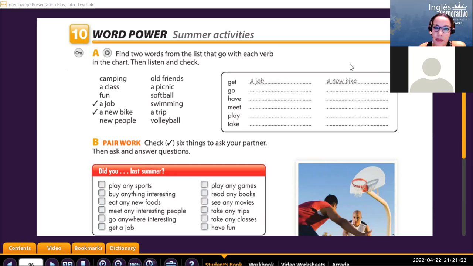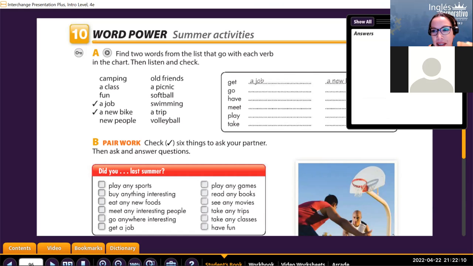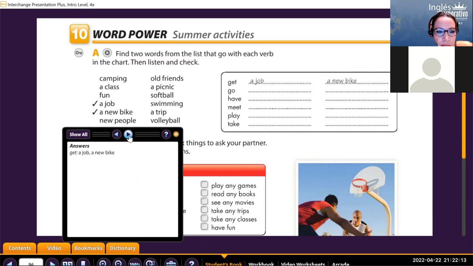Okay, what do you have with the verb go? I think that camping and swimming. I think you are correct. Let's see, here we have the answers. Go camping and swimming, that is correct. Now with have, what do you have with this verb? Have a class and have a picnic. Partially correct. El decir divertirse va con have, la palabra diversión, have fun, y have a picnic.